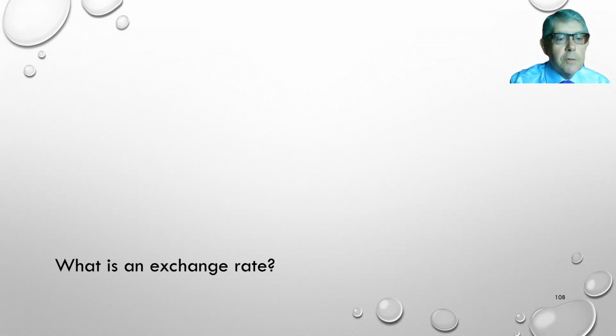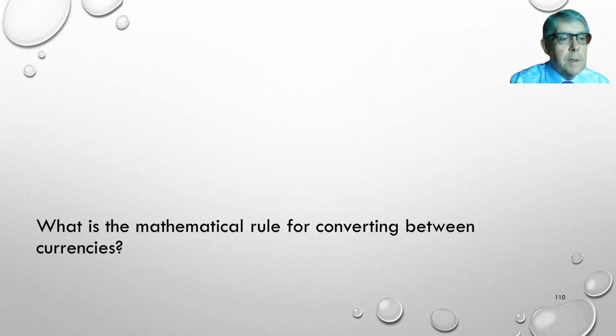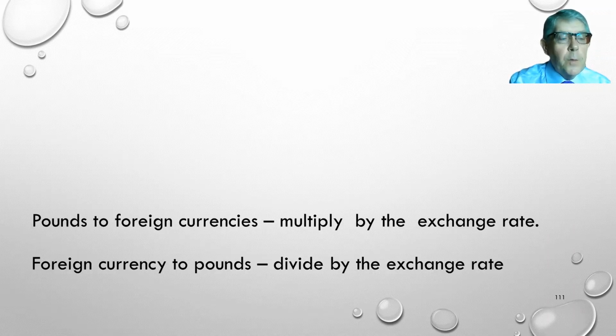What is an exchange rate? This is the value of one currency expressed in terms of another. For example, £1 equals $1.3. What is the mathematical rule for converting between currencies? Well, if we are exchanging pounds to a foreign currency, we multiply by the exchange rate. If we are converting foreign currency to pounds, we divide by the exchange rate.